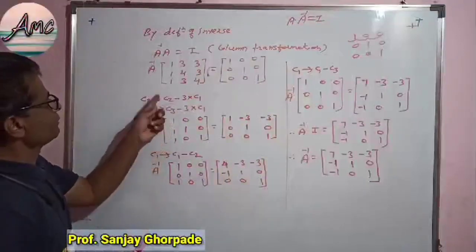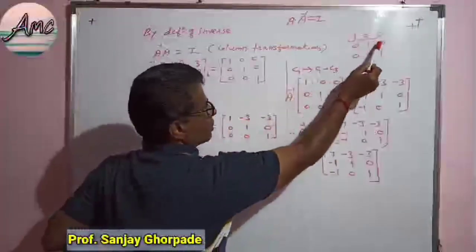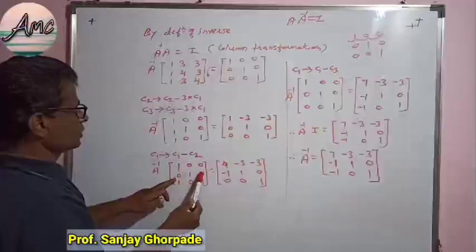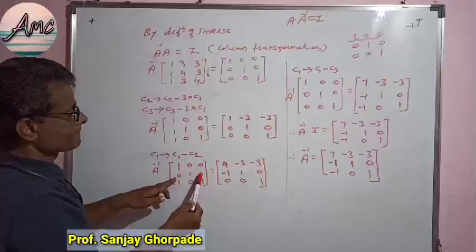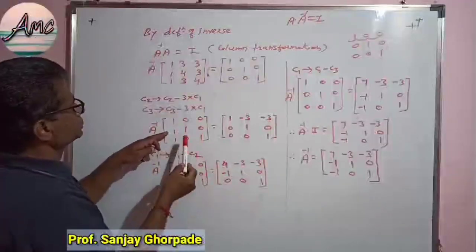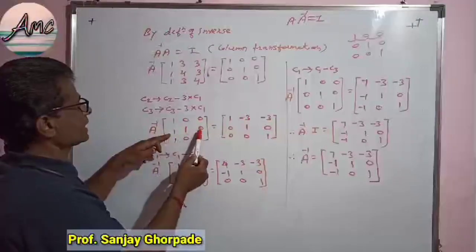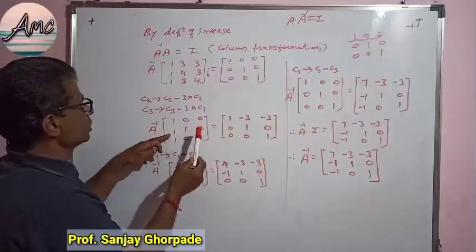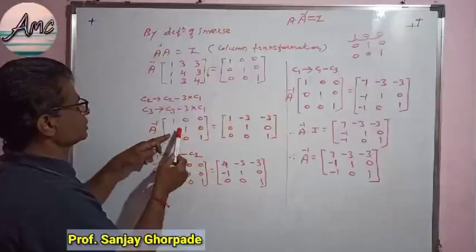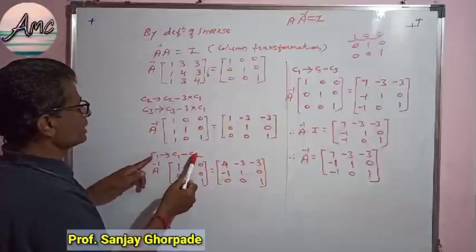Then we made the first row 1 0 0. Now we have to make the second row 0 1 0. We made the first row 1 0 0. Now we have to make the second row 0 1 0. So already 1 is present here. By using this, we make this element 0. How? C1 tends to C1 minus C2.